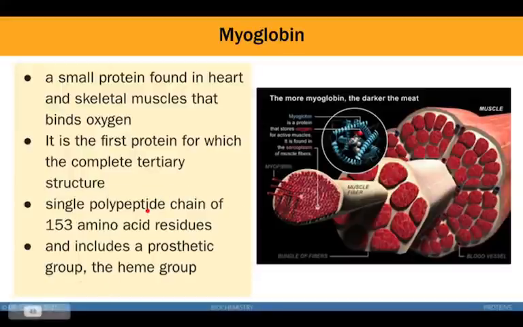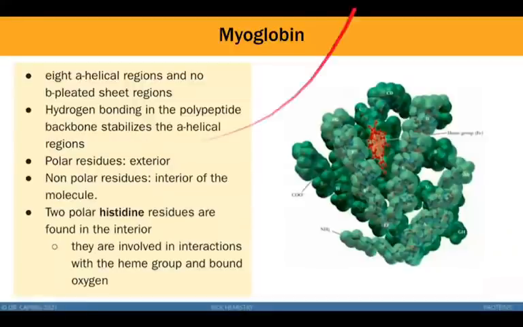Myoglobin consists of a single polypeptide chain of 153 amino acid residues, and includes a prosthetic group called the heme group. Myoglobin consists of 8 alpha helical regions, and there are no beta pleated sheet regions. So most of the secondary structure of myoglobin is alpha helices. And hydrogen bonding in the polypeptide backbone stabilizes the alpha helical regions, as we have previously mentioned.